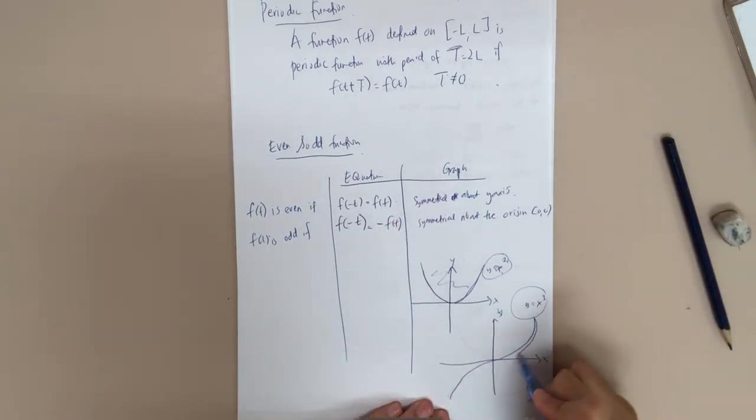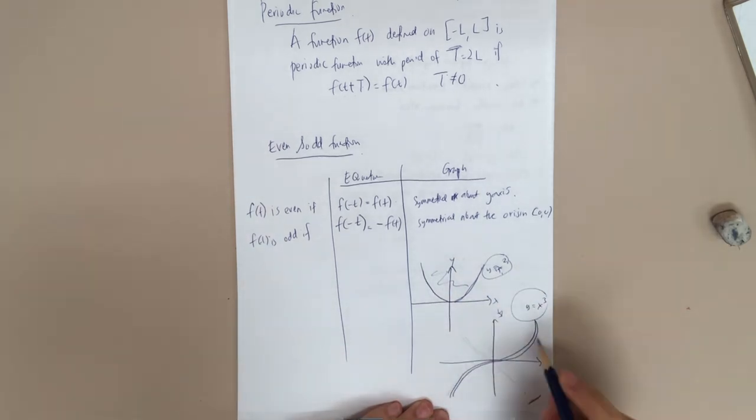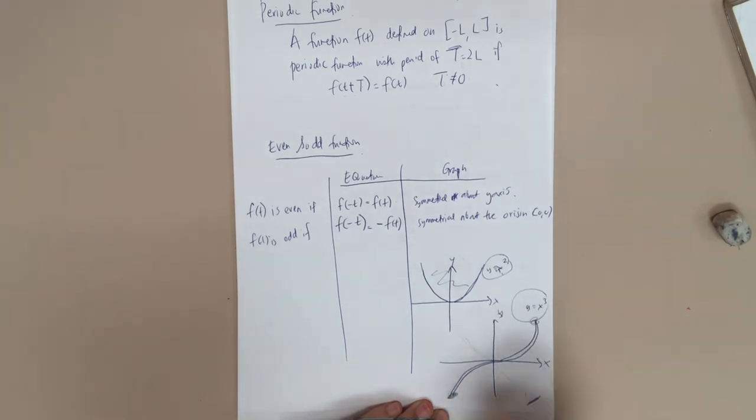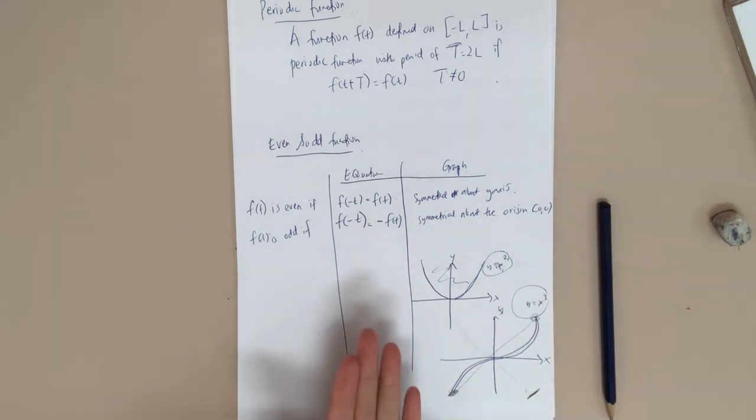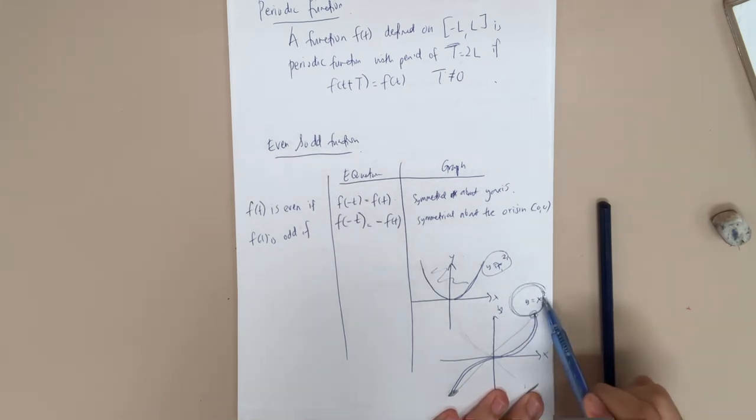So if you flip on the origin, this point will be attached to this point. So it's symmetrical on the origin actually. Therefore, this is the odd function.